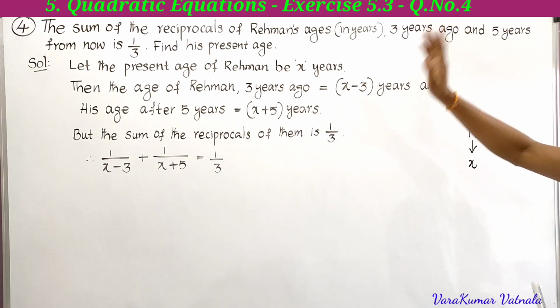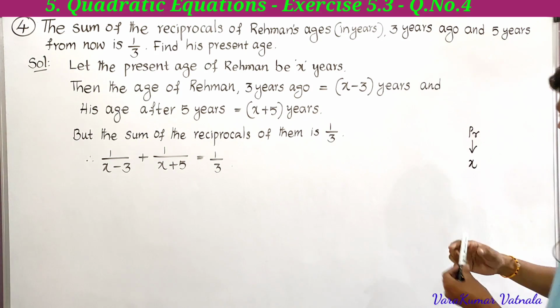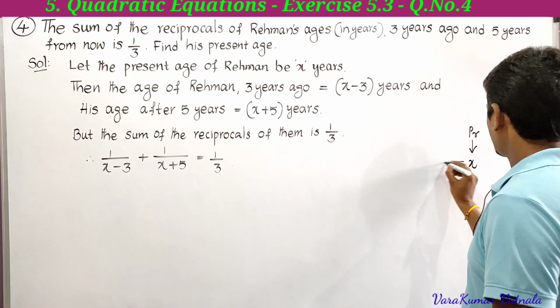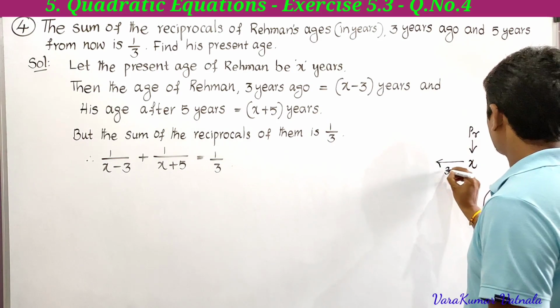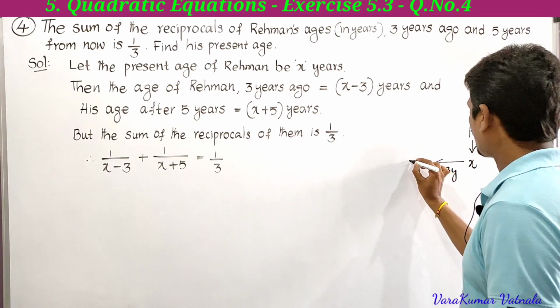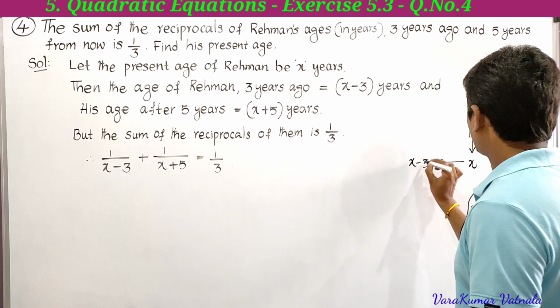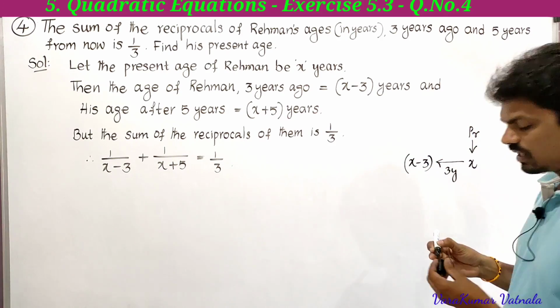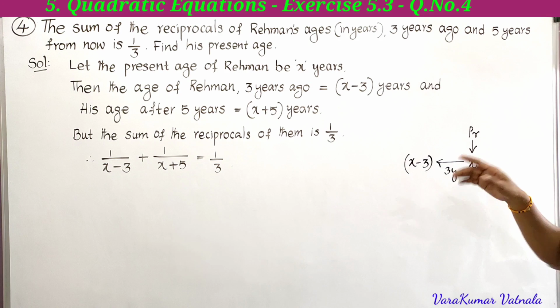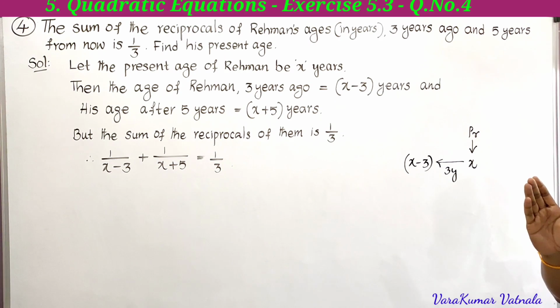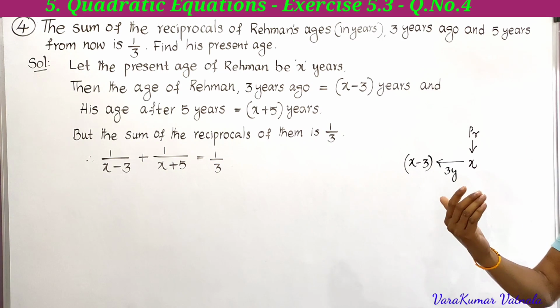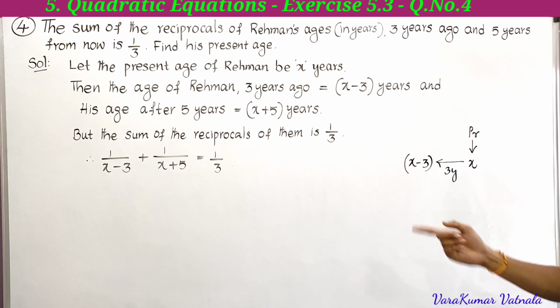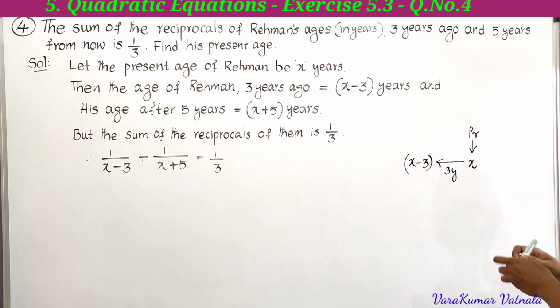So 3 years ago, before 3 years, his age becomes x minus 3 years. Suppose the present age of Rahman is 10 years, what is his age 3 years ago? That means his age is 10 minus 3, that is 7 years.